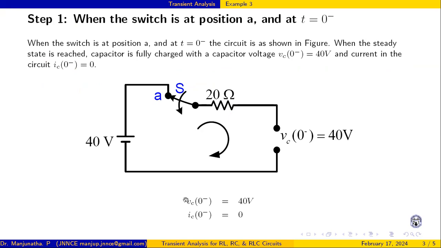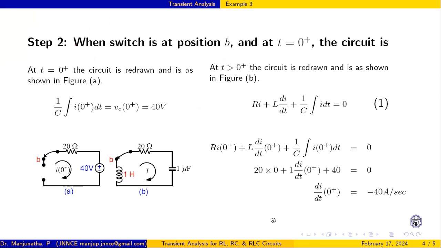So that is a summary. When steady state is reached at position A, Vc of 0 minus is equal to 40 volts and Ic of 0 minus is equal to 0 ampere. Even Vc of 0 plus is 40 volts, and the current is 0 ampere.